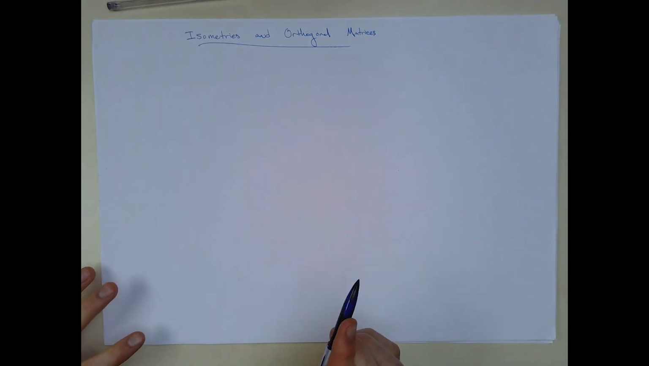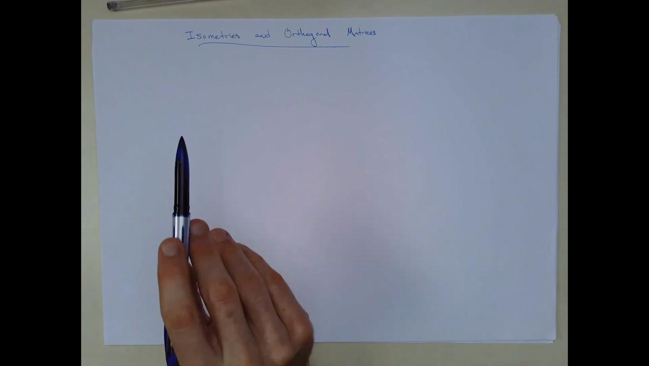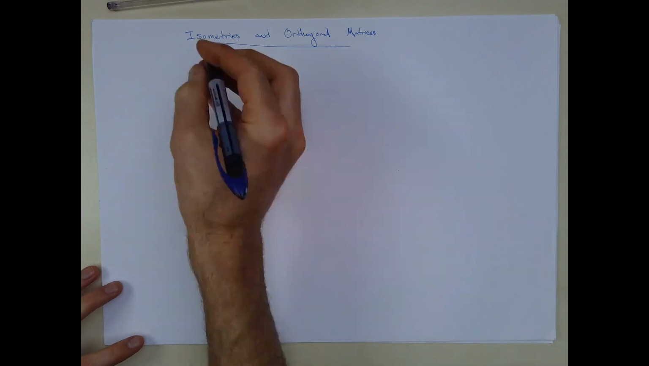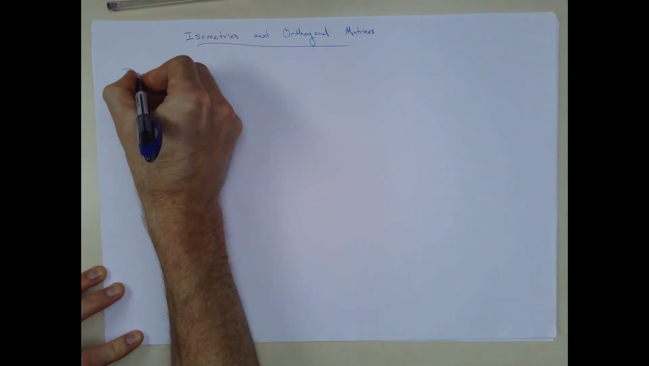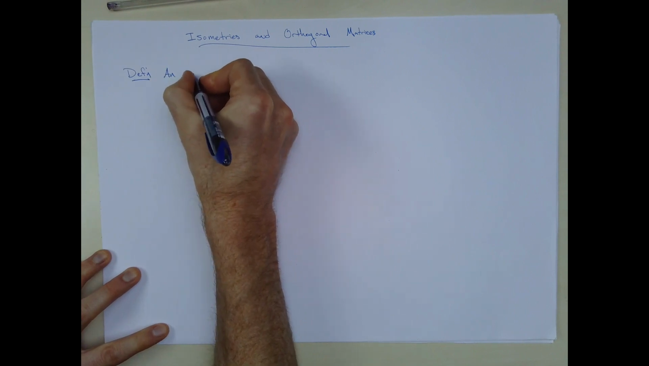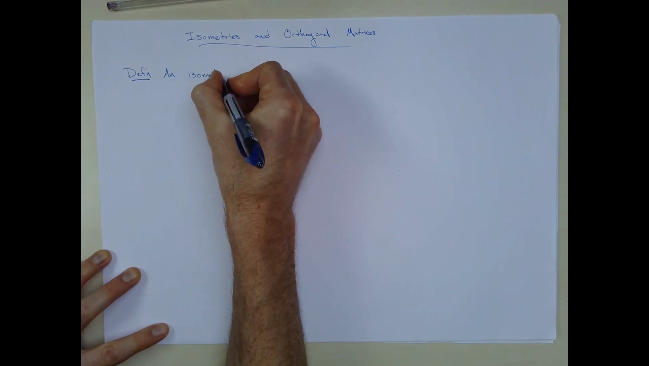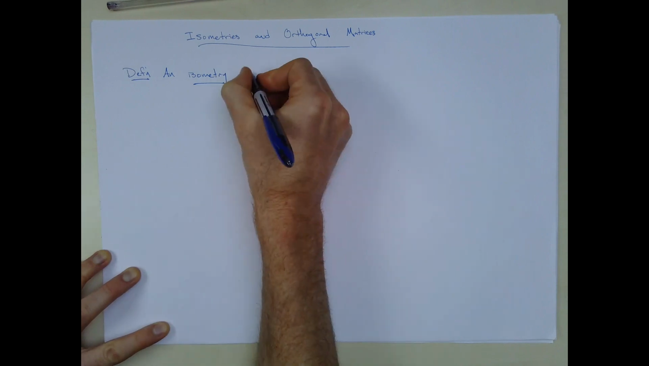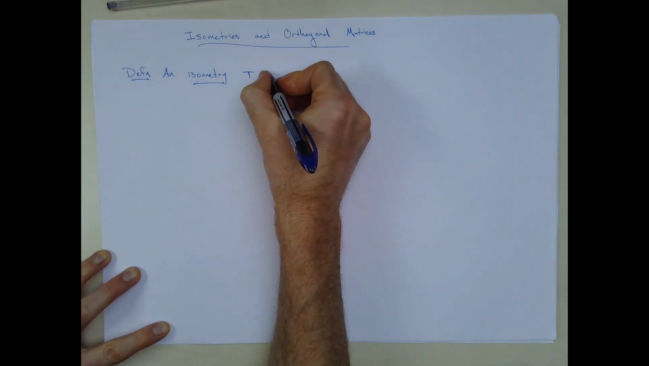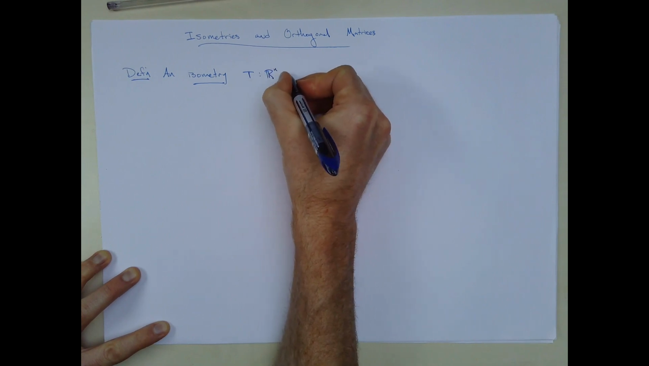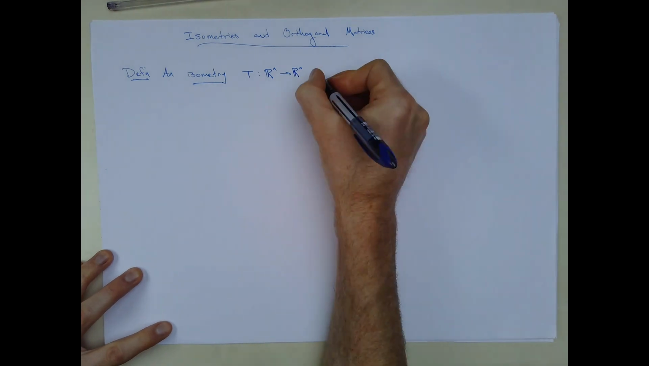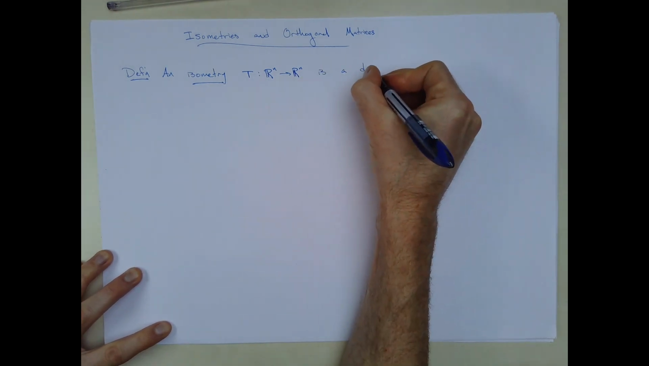Okay, so this is our first video of section 5. We're looking at isometries and orthogonal matrices. Let's start with a definition. An isometry, which we'll denote by T for the moment, is a map from Rn to Rn that is a distance-preserving map.